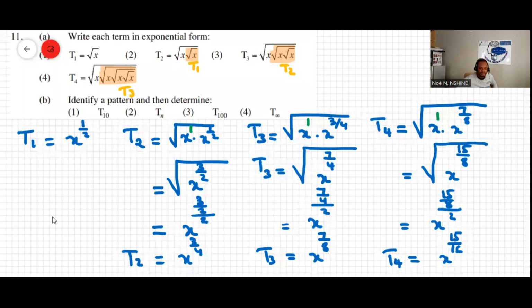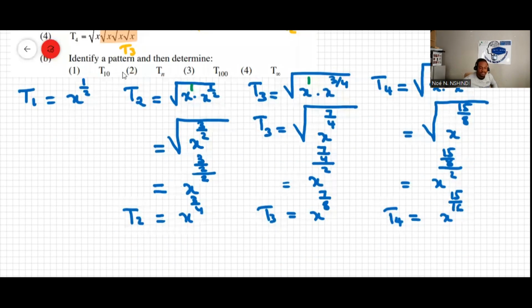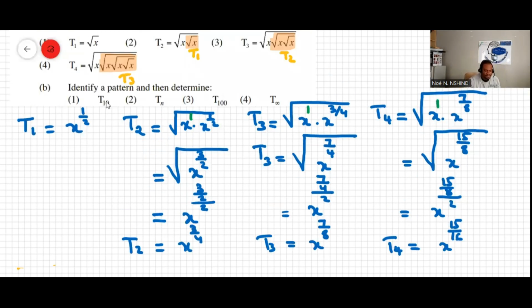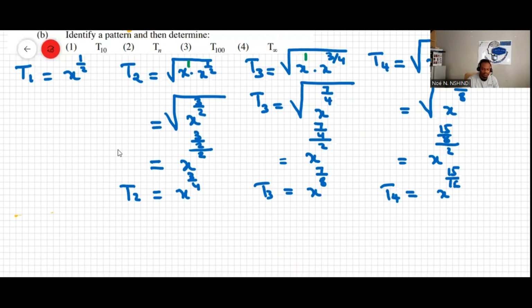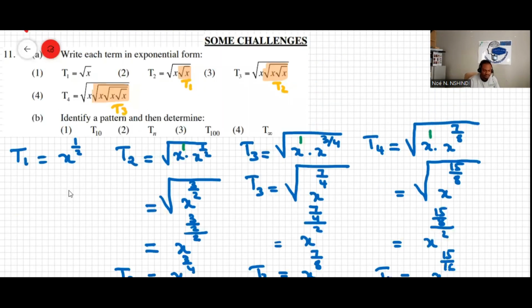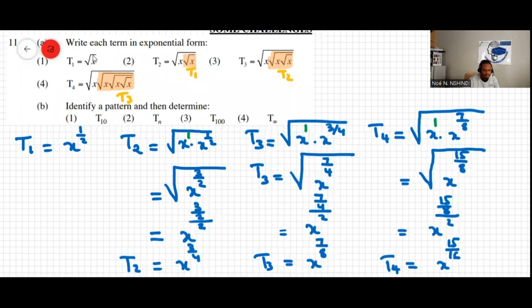Okay. Now question B says identify a pattern and then determine. How can we do question B when they say identify the pattern? Oh, all right, I see. We need to identify the pattern here. We will notice that what is in the bracket here, as I was saying, is the square root of x, square root of x in the root, the square root of all this.